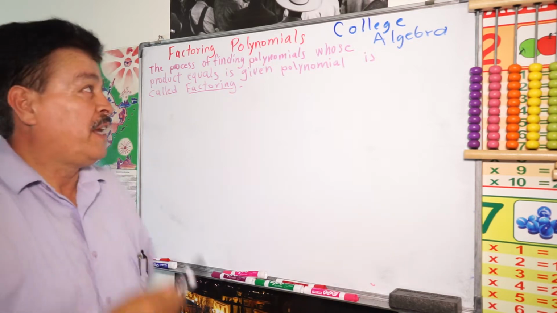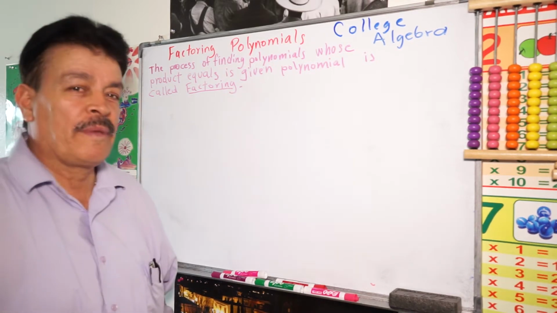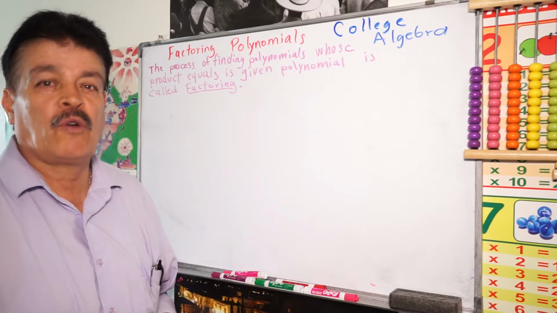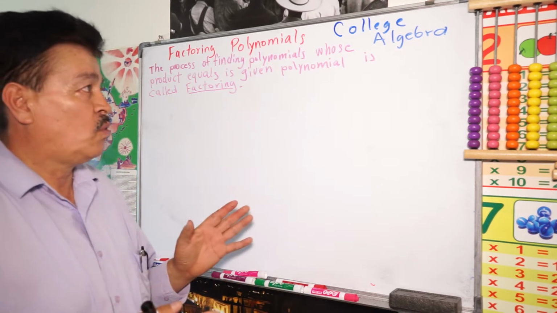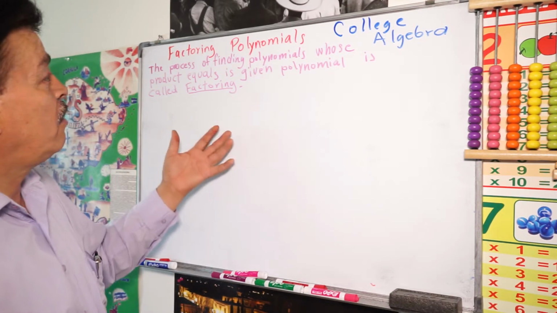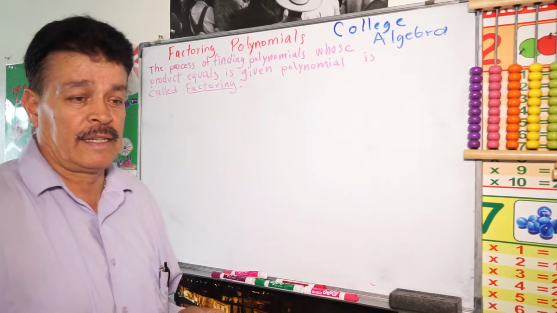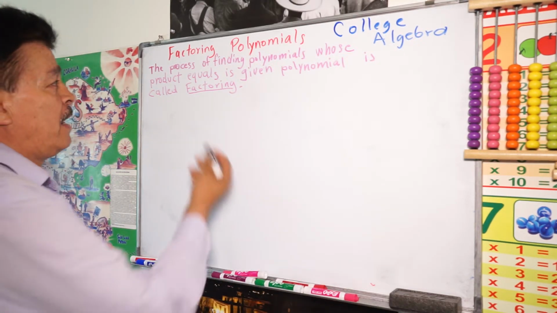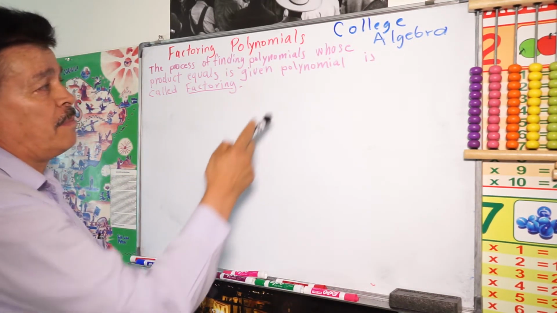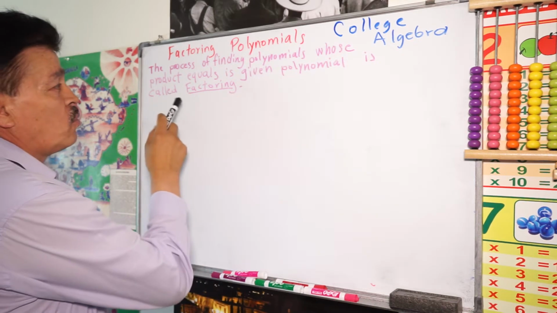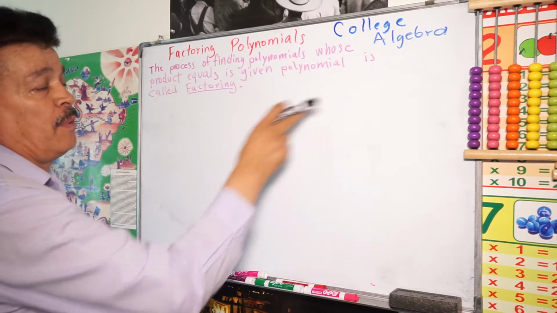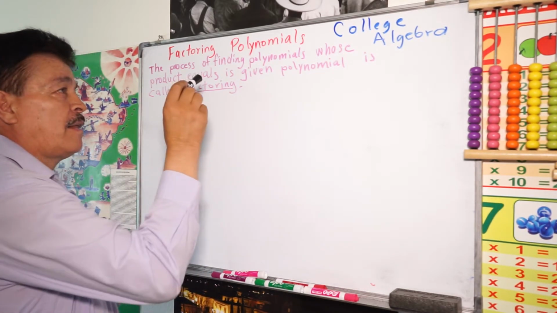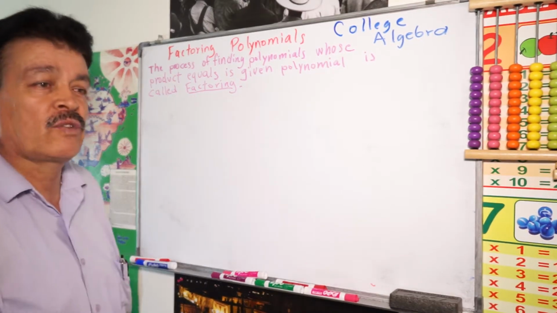The topic for today is factoring polynomials. I'm going to show you a couple of problems today to show you how to work this topic. Factoring polynomials is actually the process of finding polynomials whose product is a given polynomial. It's called factoring. This is the concept of our class today.